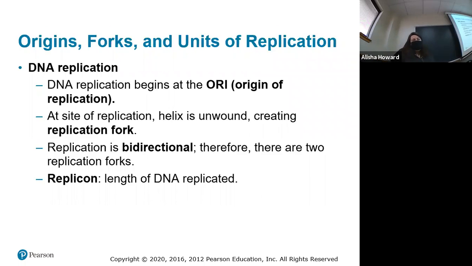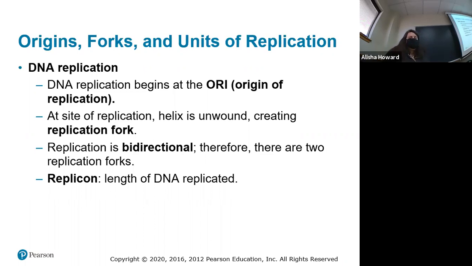Okay, so in DNA replication, some terminology that we're going to use. DNA replication begins at the ORI, the origin of replication. At the site of replication, the helix is unwound, creating the replication fork. Replication is bidirectional. It's going to proceed in both directions. There's 2 forks per bubble. You'll see it on a picture here in a little bit. And it has a terminology for what's being made. It's called the replicon, the length of DNA that's being made in each replication process.